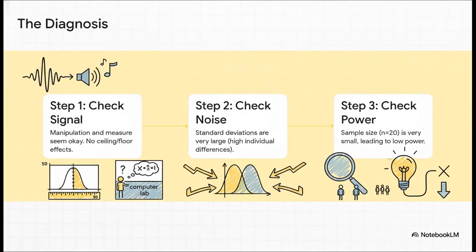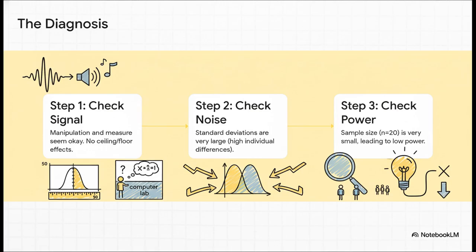Let's run our checklist. First up, the signal. The manipulation, music versus silence, seems fine. The test goes up to 50, so probably no ceiling or floor effects. So far, so good. Now let's check the noise. And whoa, look at those standard deviations, 12.3 and 11.9. They are enormous. That's a huge red flag for massive individual differences in math skill.